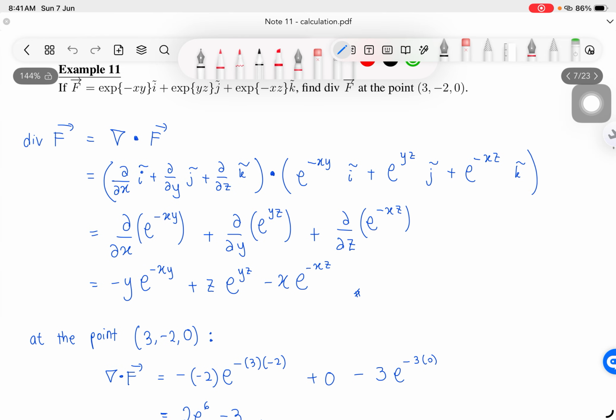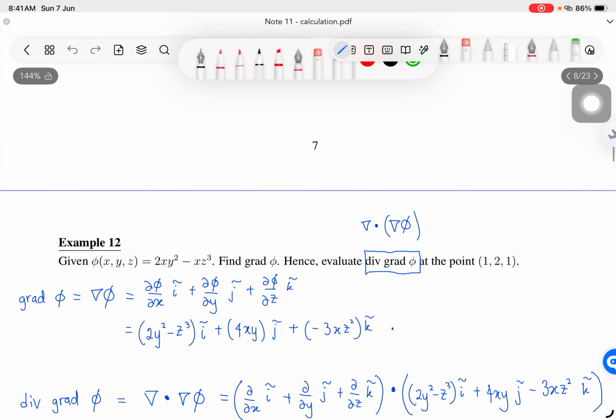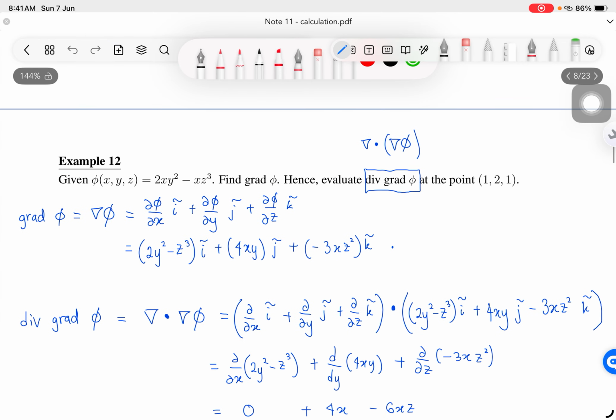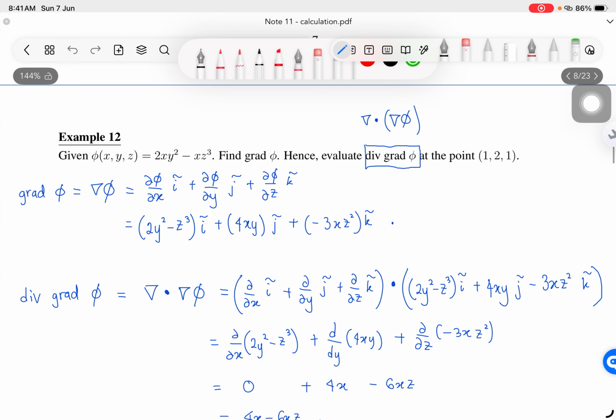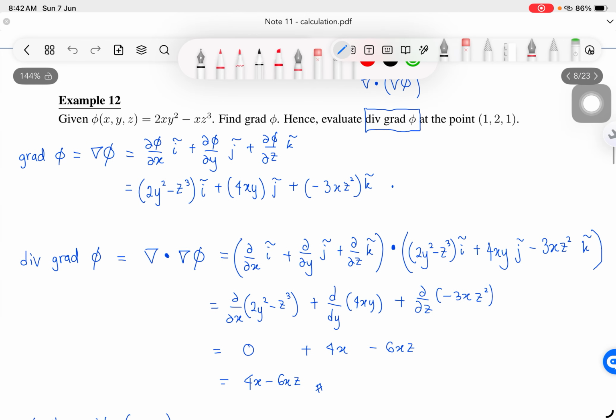So for this example, it's quite easy. It's very direct. So let's go to the next example. For this example 12, you can do it on your own, alright?